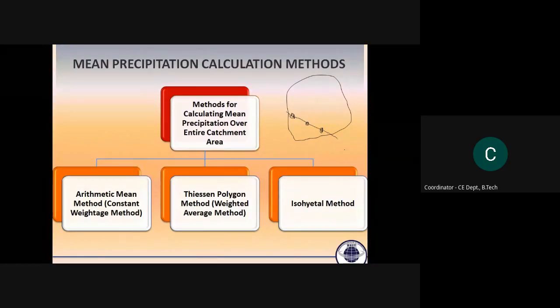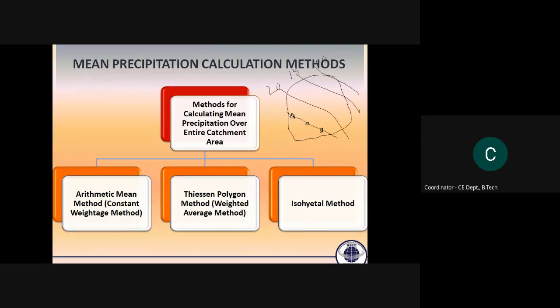So the line that we obtain by joining all the equal rainfall depth values is known as an isohyet. Similarly, there will be many isohyets, like this. Suppose this is your 20 centimeter, this is your 15 centimeter, and this is your 10 centimeter. That means all the points that lie on this line will show a rainfall depth of 20 centimeter, this one will show 15 centimeter, and this one will show 10 centimeter.